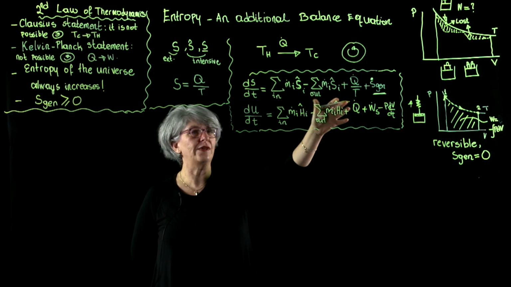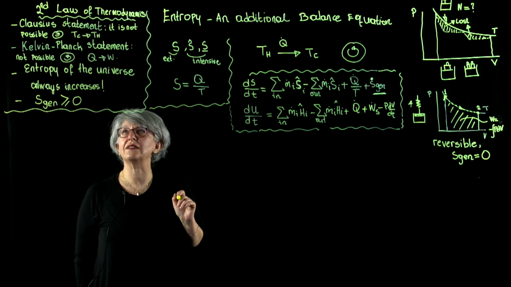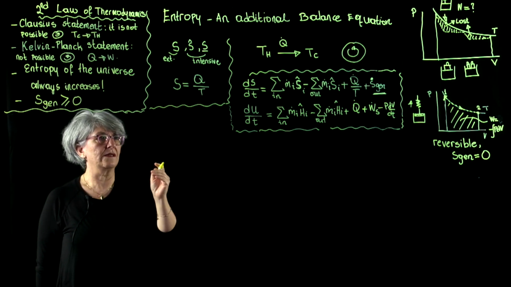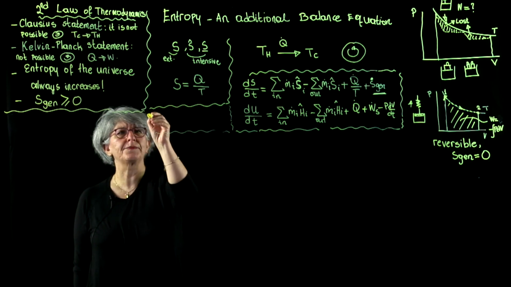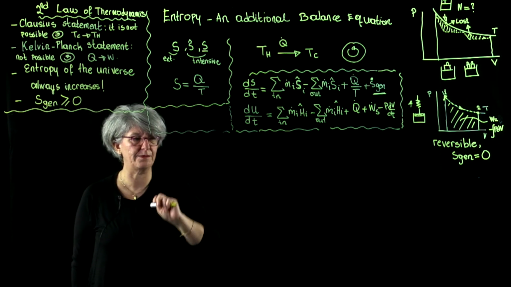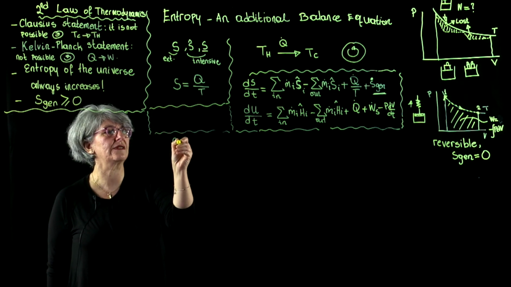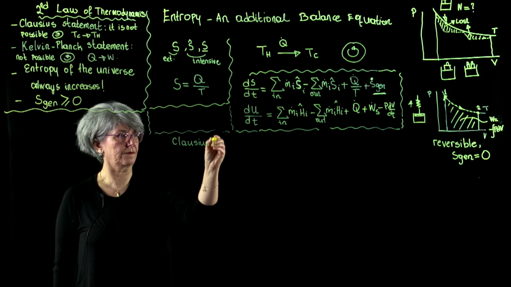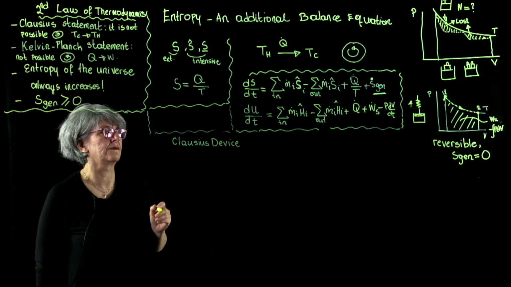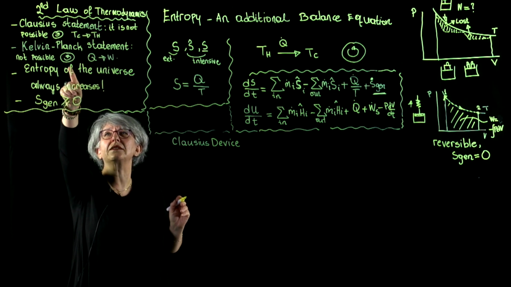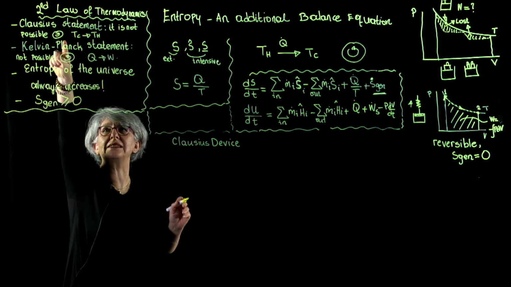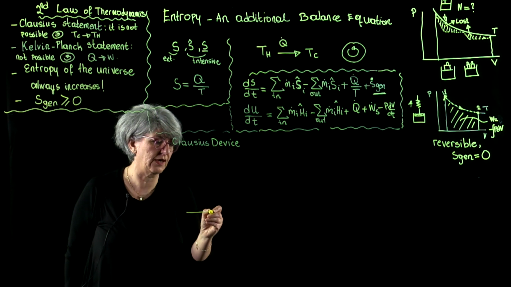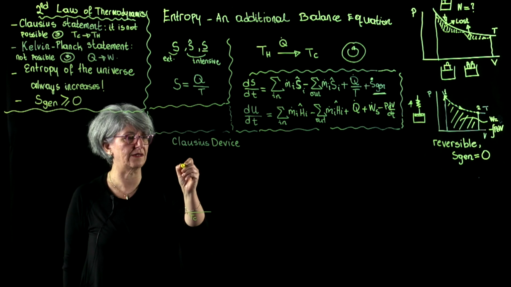Now let's use these equations to understand what Clausius' statement is trying to tell us and what Kelvin-Planck's statement is trying to tell us. So let me just generate a symmetric domain. Let's leave this place blank. Let me start with the Clausius device. Clausius' statement says that it is not possible to construct a device that operates in a cycle and transfers heat from a cold source to a hot sink. So let's start from a cold source. We have a cold source. We have a hot sink.